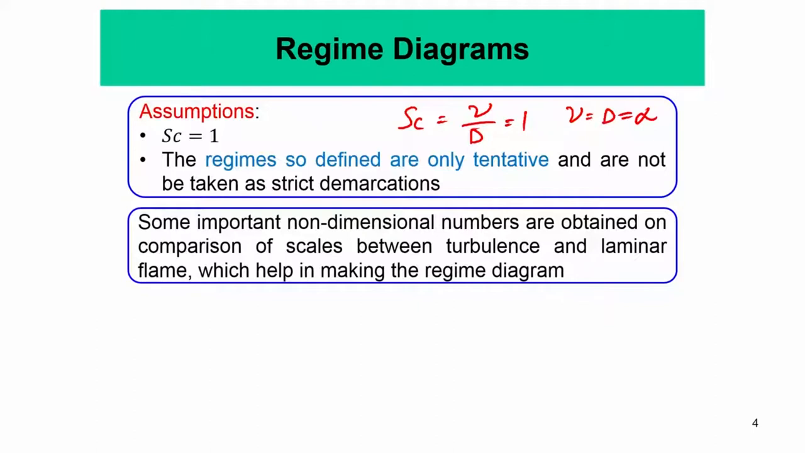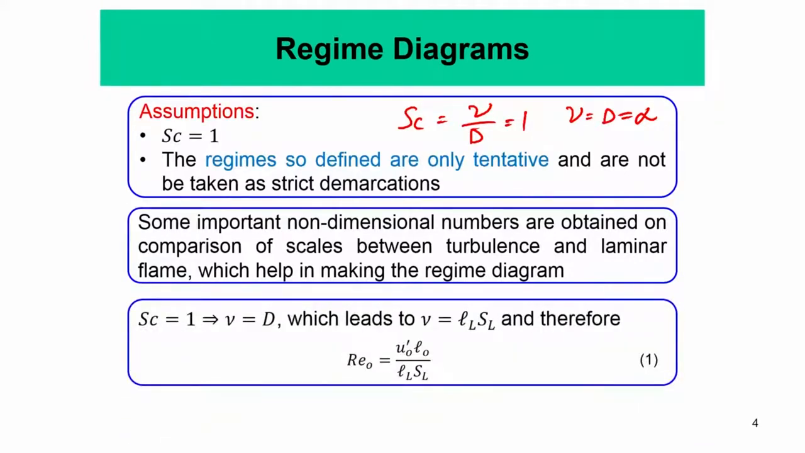Now some important non-dimensional numbers are obtained on comparison of scales between turbulence and laminar flame, which help in making the regime diagram. So what are these non-dimensional numbers? The first, of course, which you can understand from a turbulence class, is the Reynolds number. Since nu is equal to D, our Reynolds number is defined in terms of U0 prime, which is essentially the U RMS, the root mean square of the fluctuating component of velocity. That is used in our definition for Reynolds number. L0 is my integral length scale.